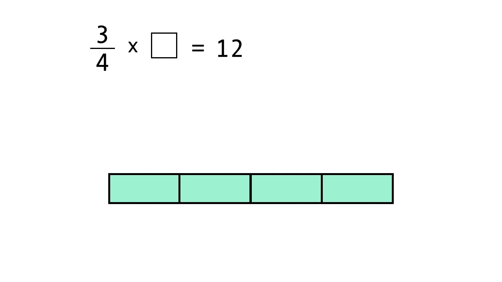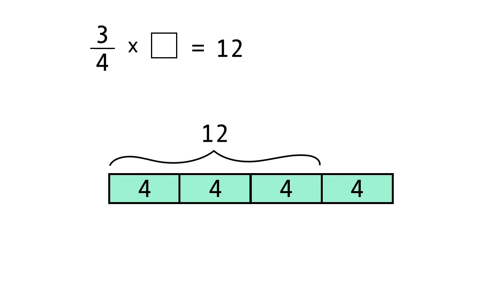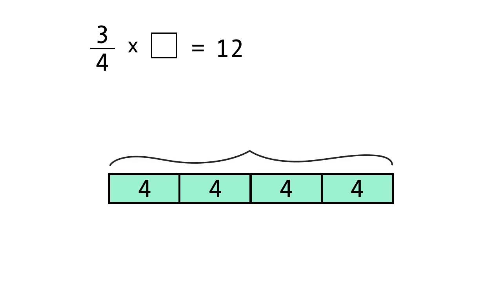Okay, what do we know? We know that we've got quarters. So we've got our bar, we've got our 4 parts, and what we don't know is the whole bar, but we do know that 3/4 of some number is equal to 12. That's what that statement's saying above. So if 3/4 of the bar is equal to 12, each of these quarters must be worth 4. 12 divided by 3 is 4. And that means the last quarter must also be worth 4, and therefore the whole bar is worth 16.